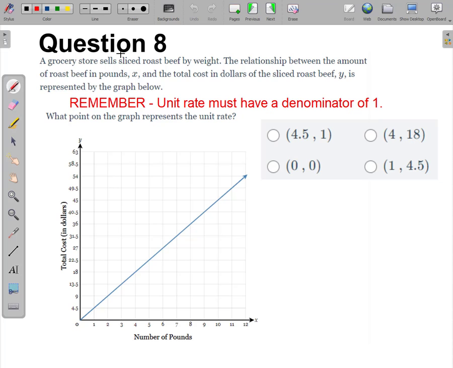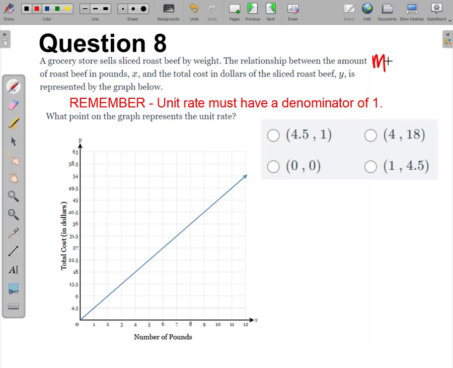A grocery store sells sliced roast beef by weight. The relationship between the amount of roast beef in pounds, X, and the total cost in dollars of the sliced roast beef, Y, is represented by the graph below. Remember, unit rate must have a denominator of 1.